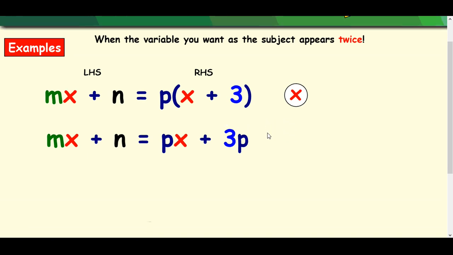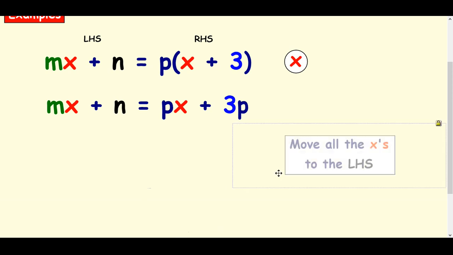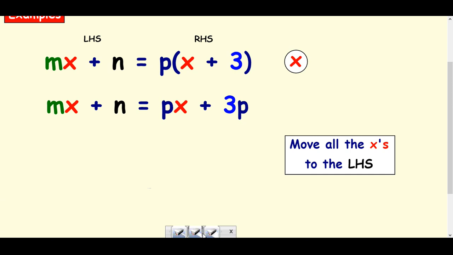Now it's very similar to the last one. We want to try and get the x's all on the same side, the left hand side. So we want to move all the x's to the left hand side. So I need to take this away. And I've got a plus n here, so I'm going to take that away from the other side.